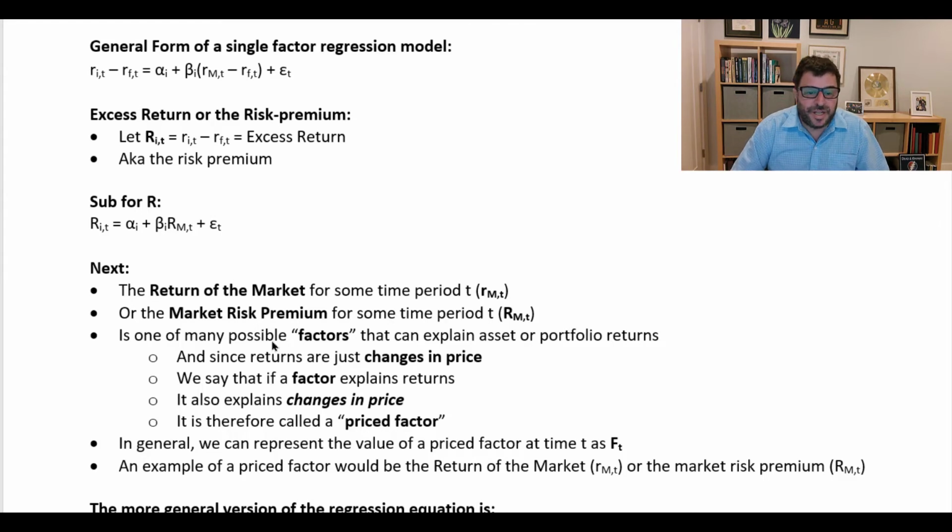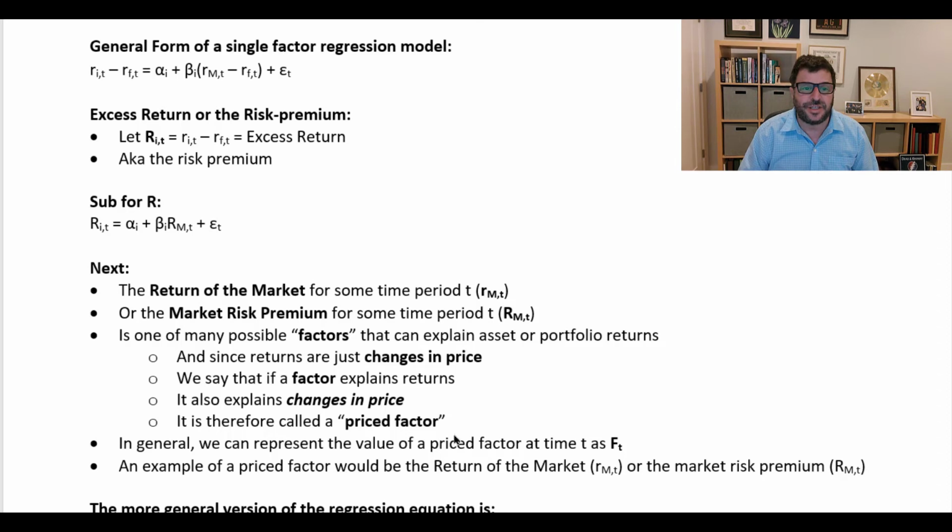And here's the idea. The return of the market for some time period t, the market risk premium for some time period t, so we're just making the switch from little r to big R, is one of many possible factors that can explain asset or portfolio returns. And since returns are just changes in prices, we say that if a factor explains returns, it also explains the changes in price, and we say this is a priced factor. And one of the things that we're going to do in this chapter is look at the regression statistics to determine whether or not something really is a priced factor. Is it really telling us something about the returns of a stock or an asset?